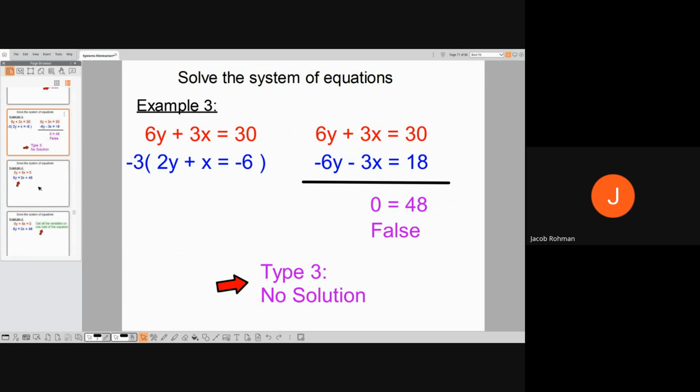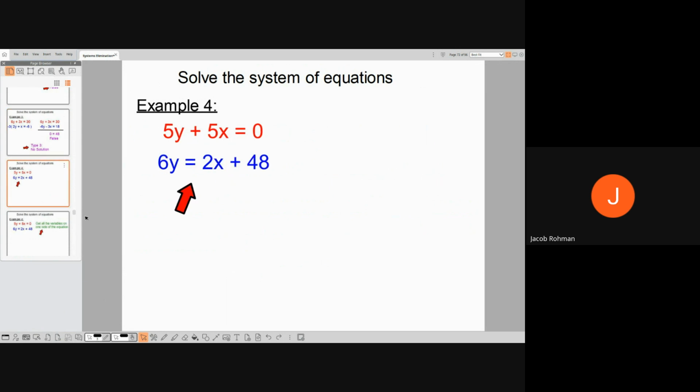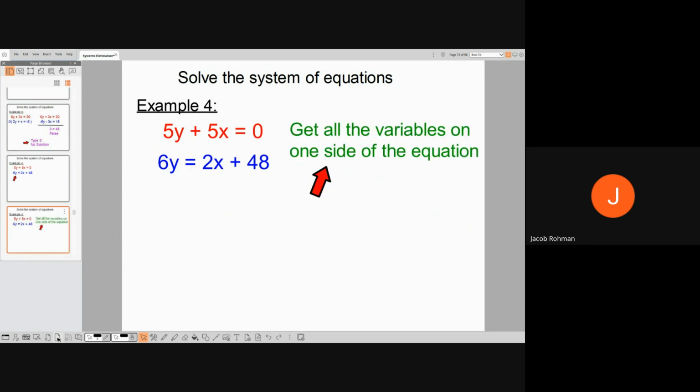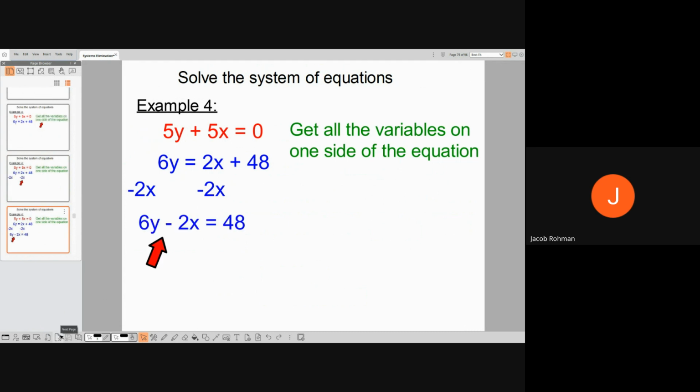Let's look at another example here, example 4. And again, you can see that there's variables on both sides of this equation, and they're not stacked up nice with this. So we're going to go ahead and get those all on one side. So get all the variables on one side of the equation. We're going to do that by subtracting 2x. And then that's going to be 6y minus 2x equals 48.